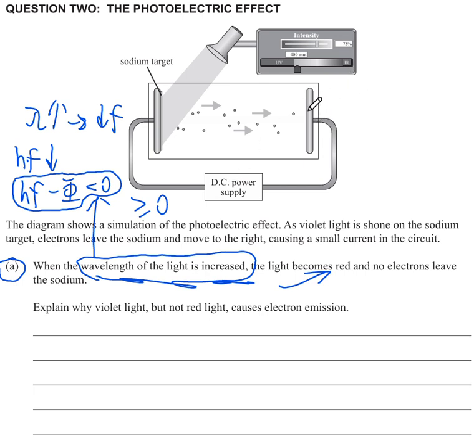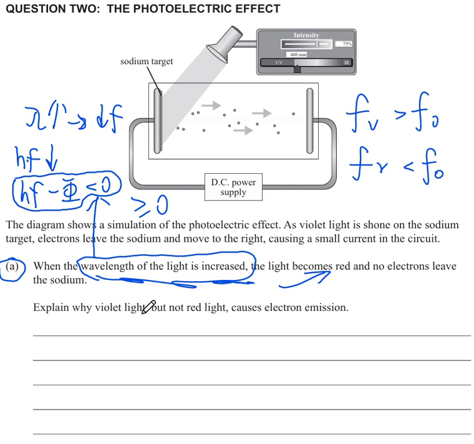Good enough in what sense? Your frequency of violet light is going to be greater than the threshold frequency. But the frequency of your red light is going to be less than your threshold frequency. So that if you use a violet light, you see this. If you use a red light, you don't see the photoelectric effect. All right, now let's put it into words here. Let's use blanks.